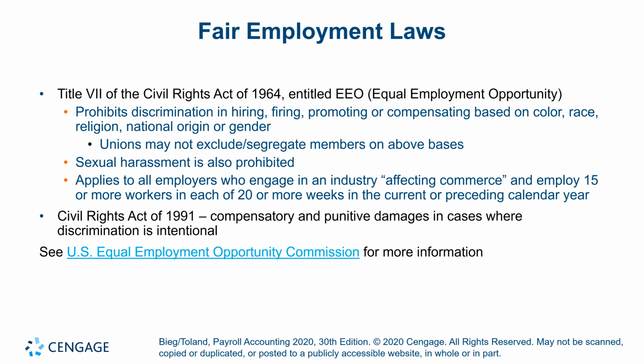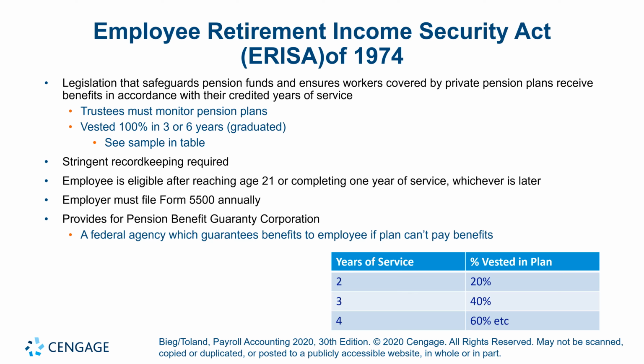There are stringent record keeping requirements. Employees are eligible after reaching age 21 or completing 1 year of service. But again, it's based on a percentage of years of service. Employer must file form 5500 annually, which goes to the Pension Benefit Guaranty Corporation, a federal agency, which guarantees benefits to employees if the plan can't pay benefits.